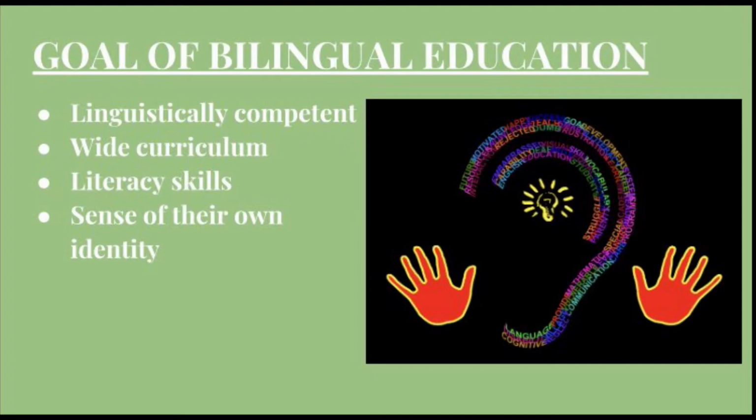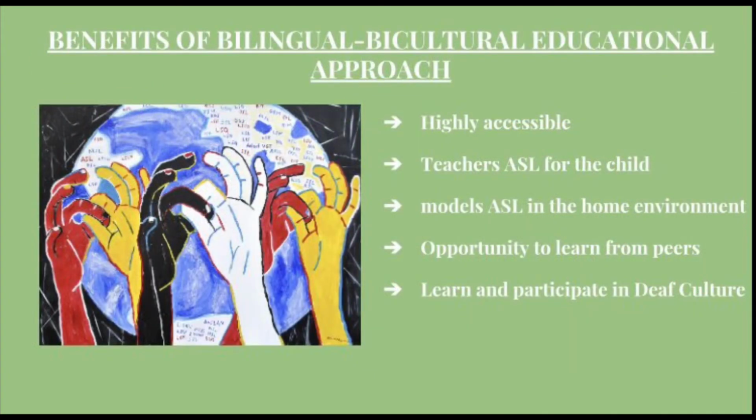And last but not least, they want to give students a sense of their own identity. A lot of students with disabilities find themselves very stuck and struggle finding who they are. These are 4 important goals that the bilingual approach wants to hit in order to have students with deafness succeed in school. Not only does the bilingual approach set students up for success, it has a few other benefits too.